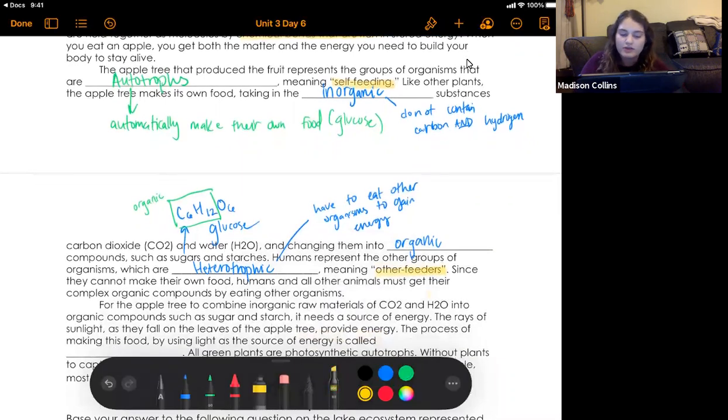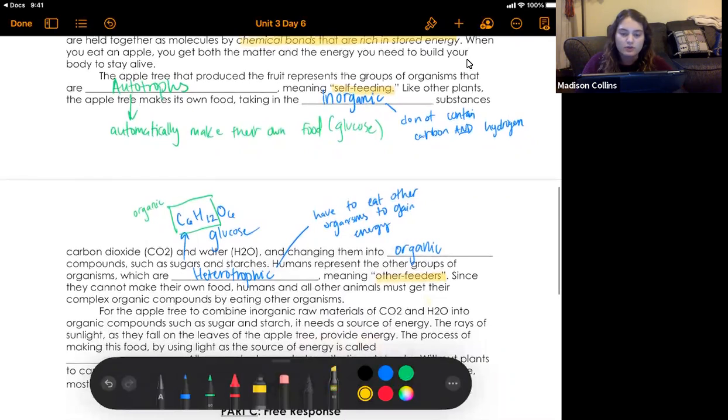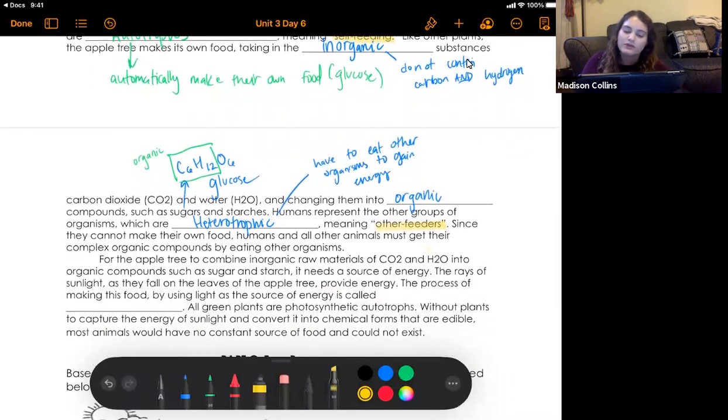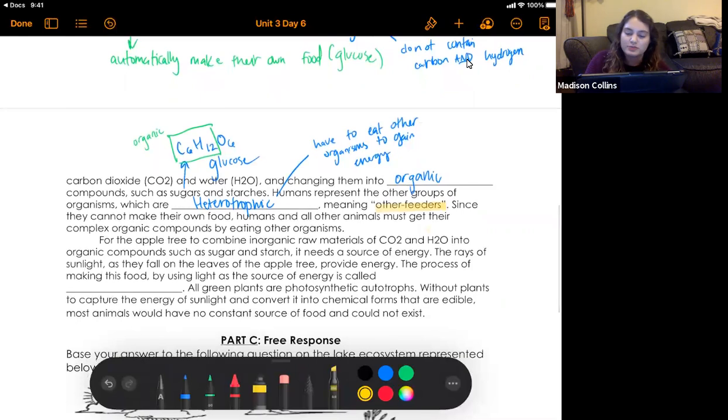Right, since they cannot make their own food, humans and all other organisms must get their complex organic compounds by eating other organisms. For the apple tree to combine inorganic raw materials of CO2 and H2O into organic compounds, such as sugar and starch, it needs a source of energy. The rays of sunlight, as they fall on the leaves of the apple tree, provide energy.